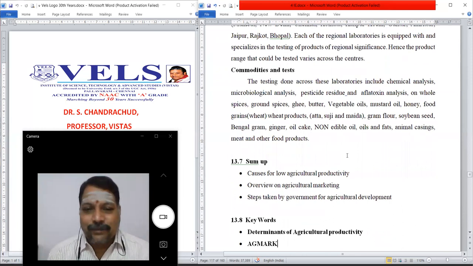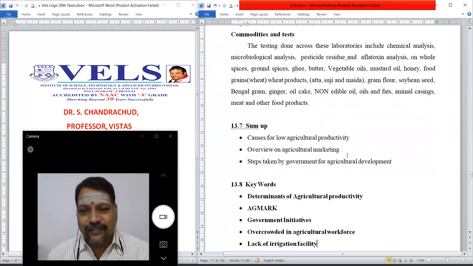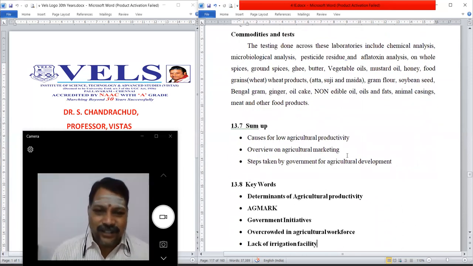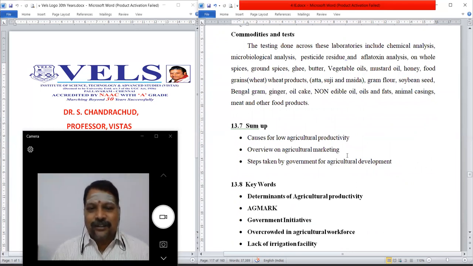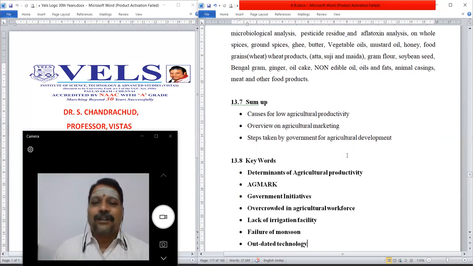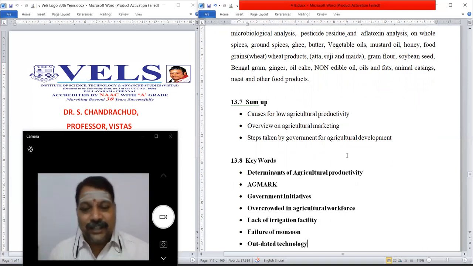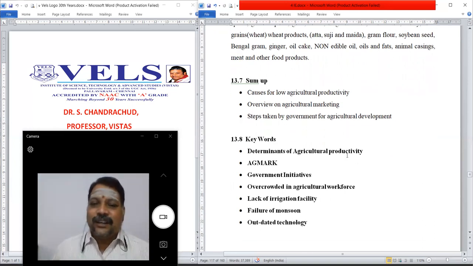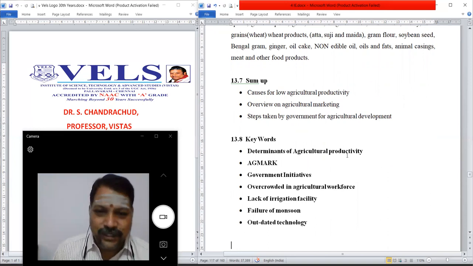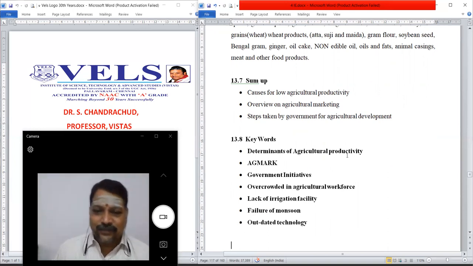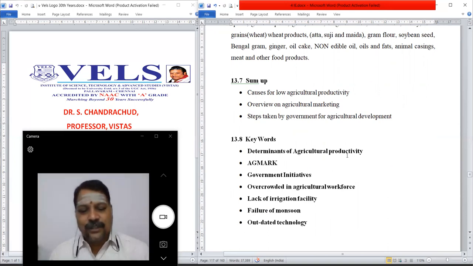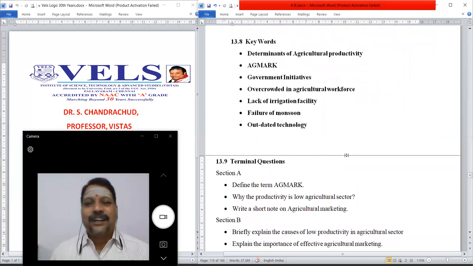Now let us wind up the class. In this class, what we have discussed is what are the causes for low agriculture productivity, and we have a basic idea about the agriculture marketing and what are all the steps taken by the government in agriculture development. The key words involved in this particular unit are determinants of agriculture productivity, AGMARK, government initiatives, lack of irrigation facilities, failure of monsoon, the outdated technology. These are some of the technical words.